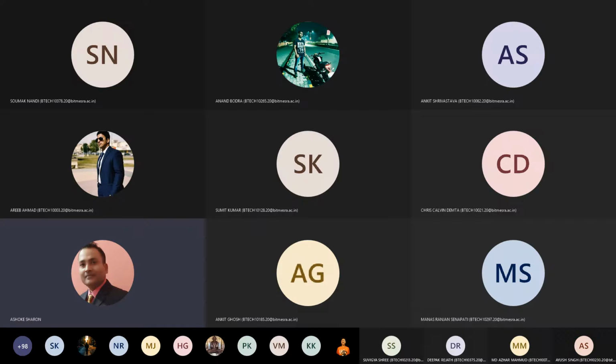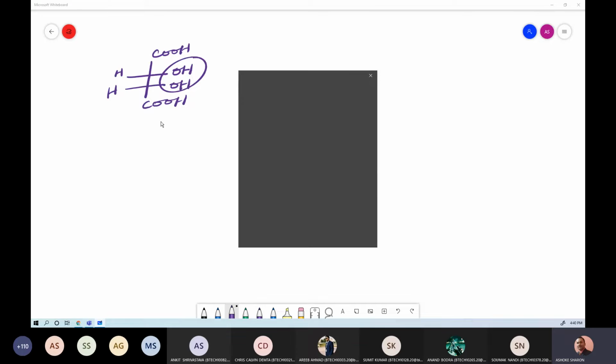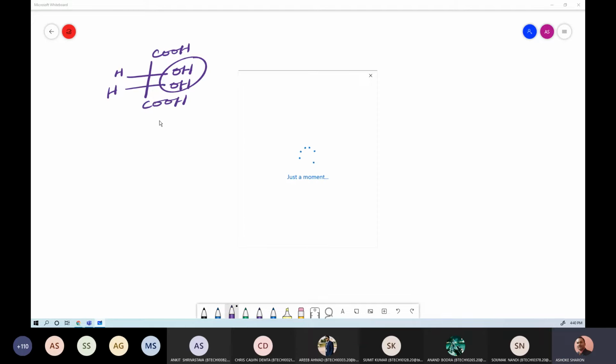Erythro. And why do we call it erythro? Because this 2-hydroxy is on the same side, and the 4-carbon carbohydrate is called erythrose. So here you have a 2-hydroxy on the same side. That's why we call it the erythro isomer. So this isomer is the erythro.